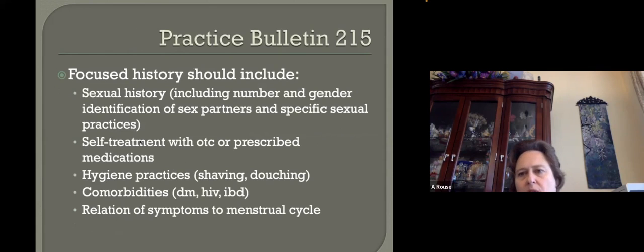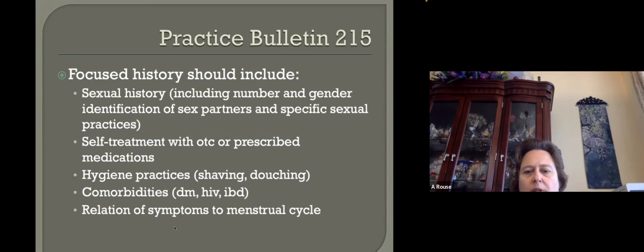And then what have they used over the counter or been prescribed, because a lot of urgent cares don't even do an exam. They're like, oh, you have those symptoms, here's some Diflucan, here's some metronidazole. And they've never even had the patient undress. Also, don't forget to talk about hygiene practices. Shaving, maybe not as much, but the douching practice, depending on what they're using, can also significantly change your pH.